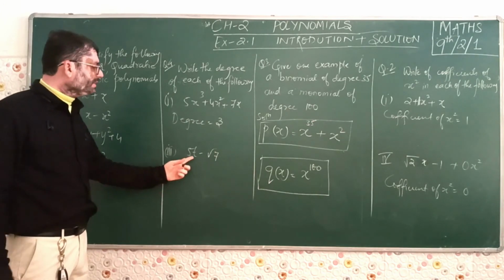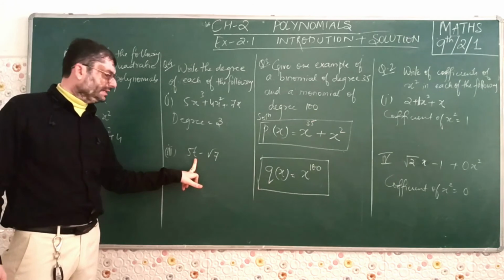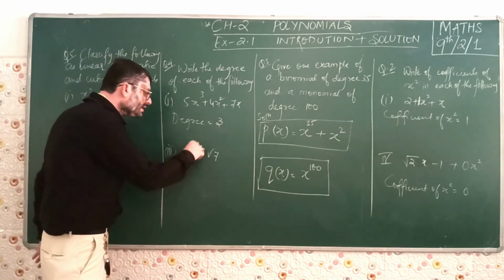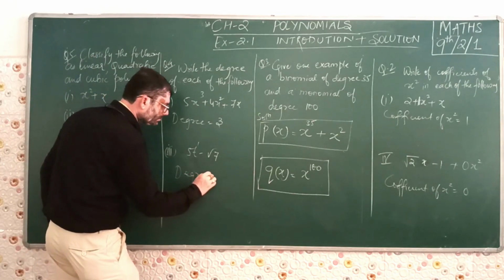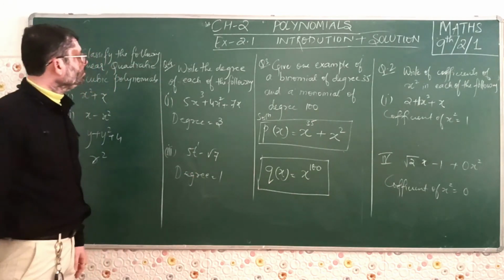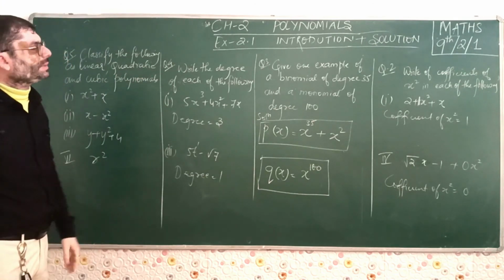Here 5t minus root 7. There is only one variable here, that is t, and the power of t is 1. So we can say the degree is 1. Moving on to the next question. There are 4 parts here. 2 are done here and 2 are for your practice.